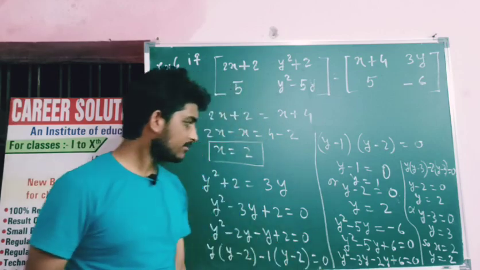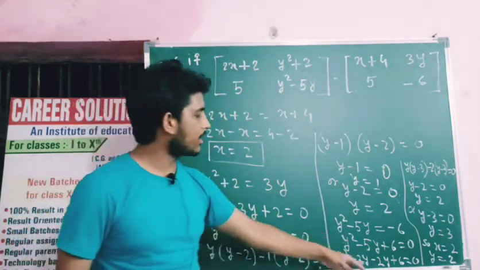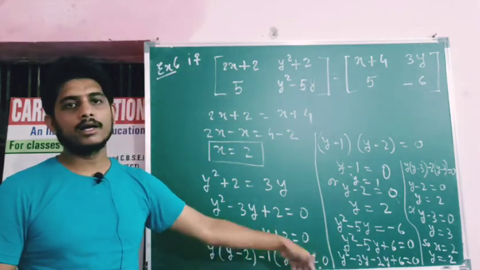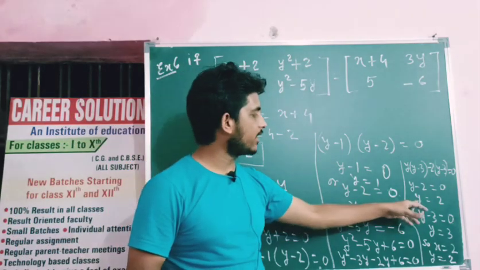Similarly, y square minus 5y is equal to what we can write? Minus 6. Again I make it a quadratic equation. Y square minus 5y and minus 6 will come to this side, so it will become plus 6 equals 0. Again applying quadratic equation, we will get the value of y as 2 and 3.